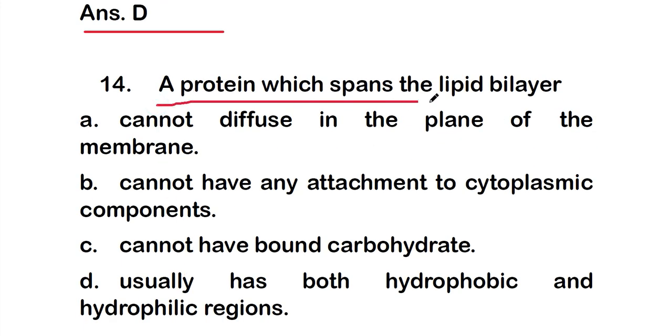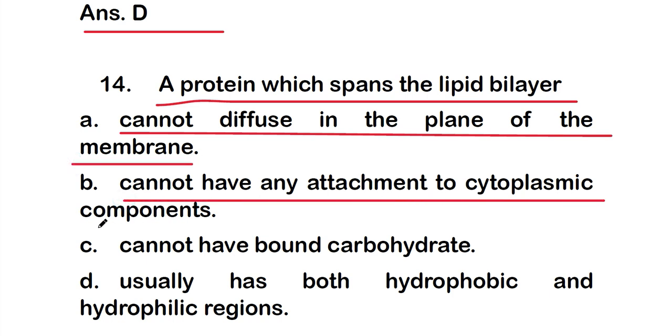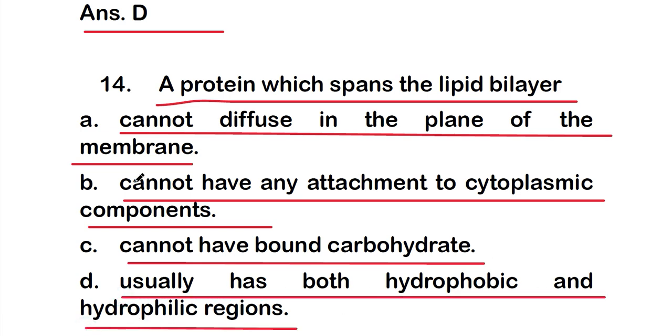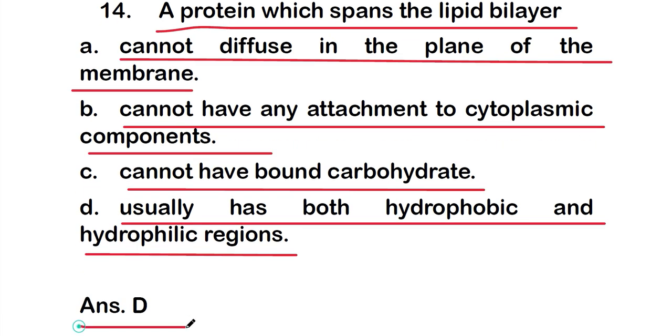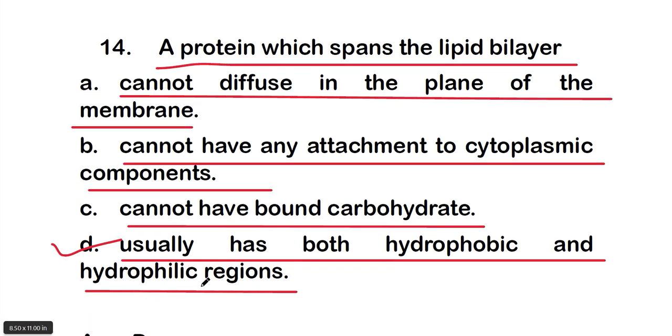A protein which spans the lipid bilayer: option A, cannot diffuse in the plane of the membrane; option B, cannot have any attachment to cytoplasmic components; or option C, cannot have bound carbohydrate; or option D, usually has both hydrophobic and hydrophilic regions. So the right one is option D, that is, usually has both hydrophobic and hydrophilic regions. So a protein which spans the lipid bilayer usually has both hydrophobic and hydrophilic regions.